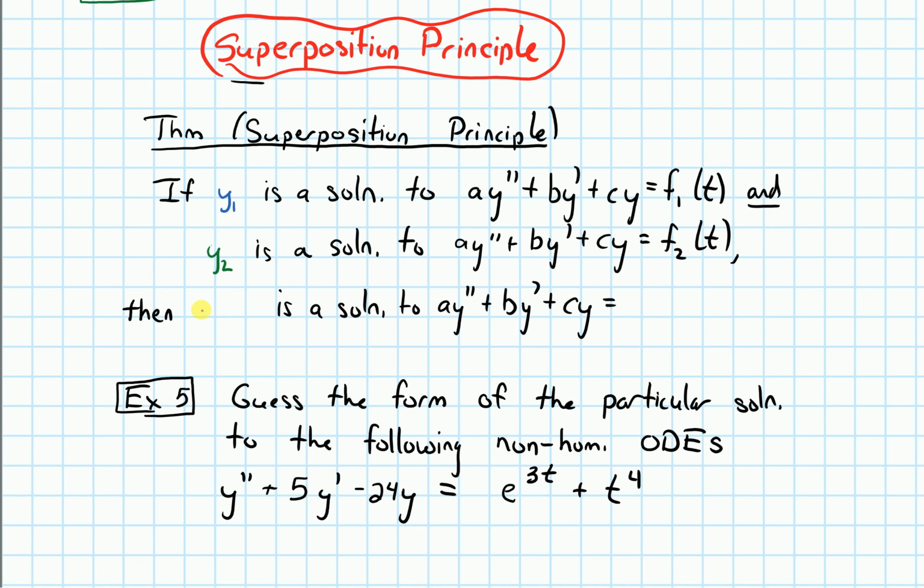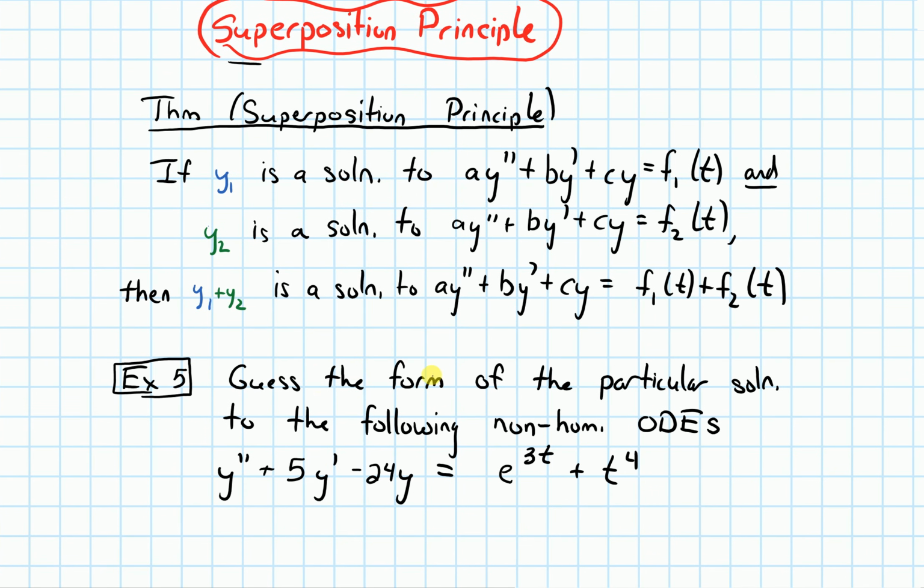Then it turns out that when we sum y1 and y2, so y1 plus y2, this is going to be a solution to the differential equation where the right-hand side is f1 of t plus f2 of t. Okay, and we can use this in conjunction with the method of undetermined coefficients to determine the form of a particular solution when the right-hand side is a sum of functions of different types that we can handle with undetermined coefficients. So let's do an example.